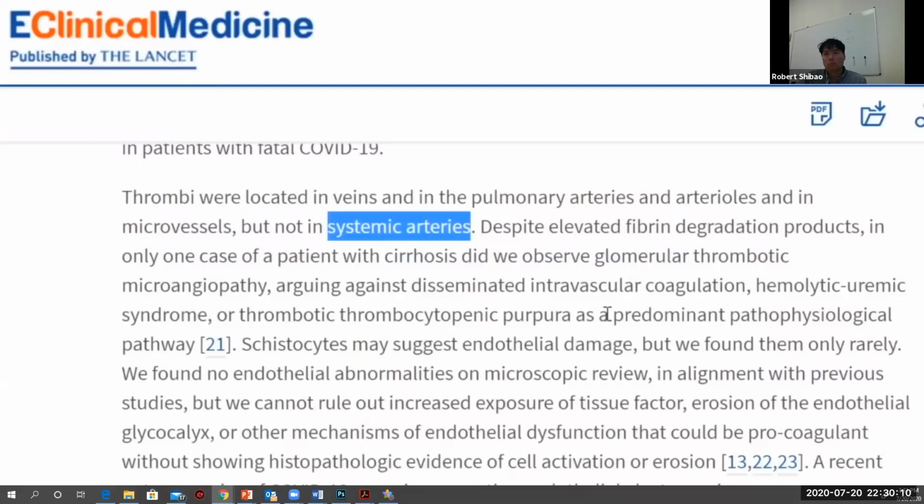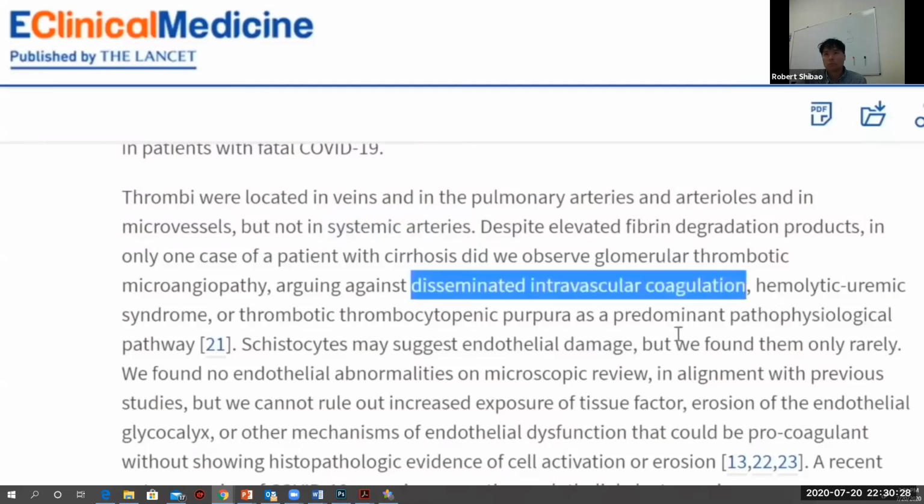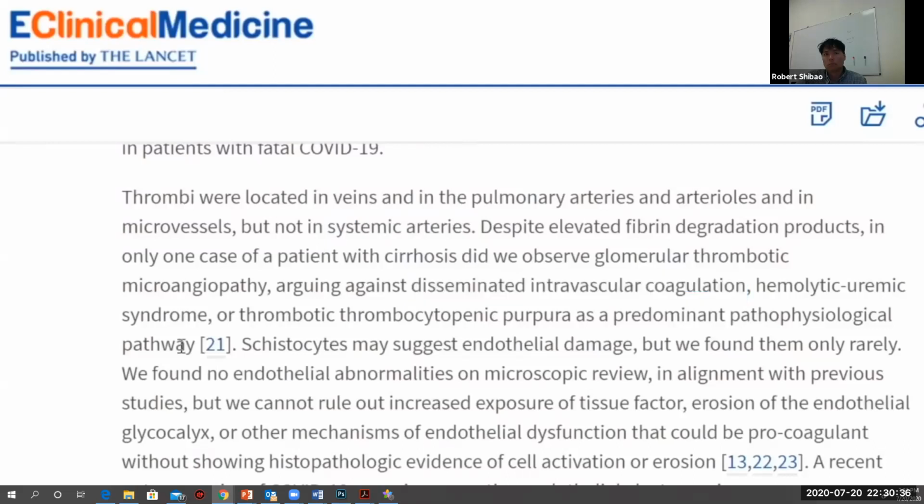Despite elevated fibrin degradation products, in only one case of a patient with cirrhosis did we observe glomerular thrombotic microangiopathy. Why is this interesting? This would seem to go against the possibility that this is DIC, or disseminated intravascular coagulation, hemolytic uremic syndrome or thrombotic thrombocytopenic purpura as the predominant pathophysiological pathway. Now that's important for those that understand these things, because these are one of the leading suspicious characters or processes that could be causing this.